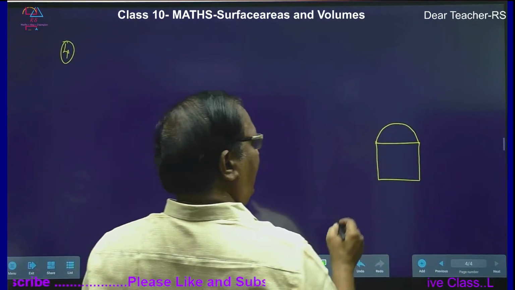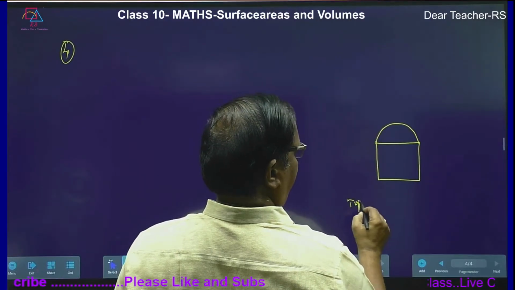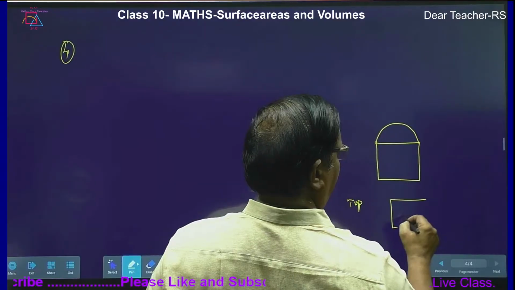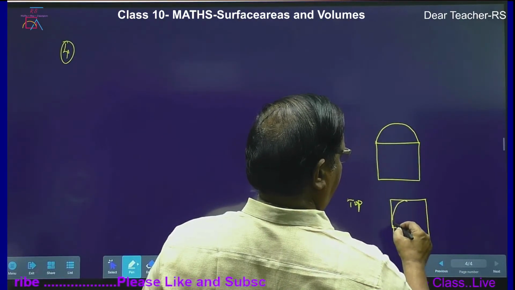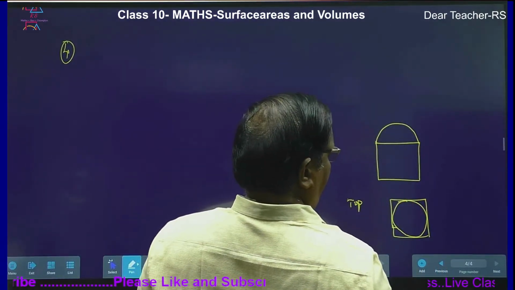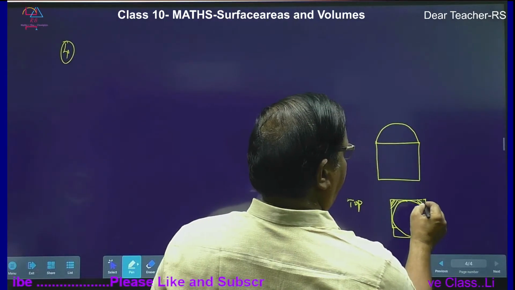Right, I will draw on the top surface. Top surface I will draw separately. This is the square top surface, and hemisphere means it will be like this. Got it? So some area is left here. You have to be very careful.